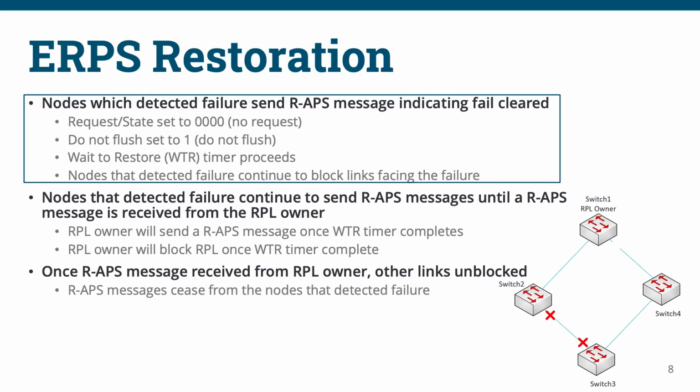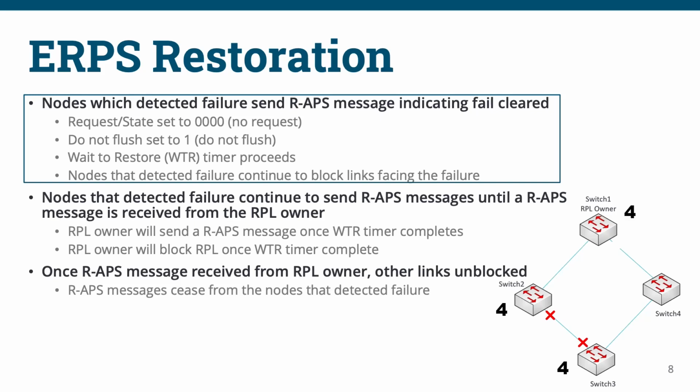When the node sees that the failed link is restored, it starts counting down a wait to restore timer, or WTR timer. This WTR timer should be consistent across all nodes participating in ERPS. When the RPL owner receives this RAPS message that the link is restored, it will also begin counting down the WTR timer.